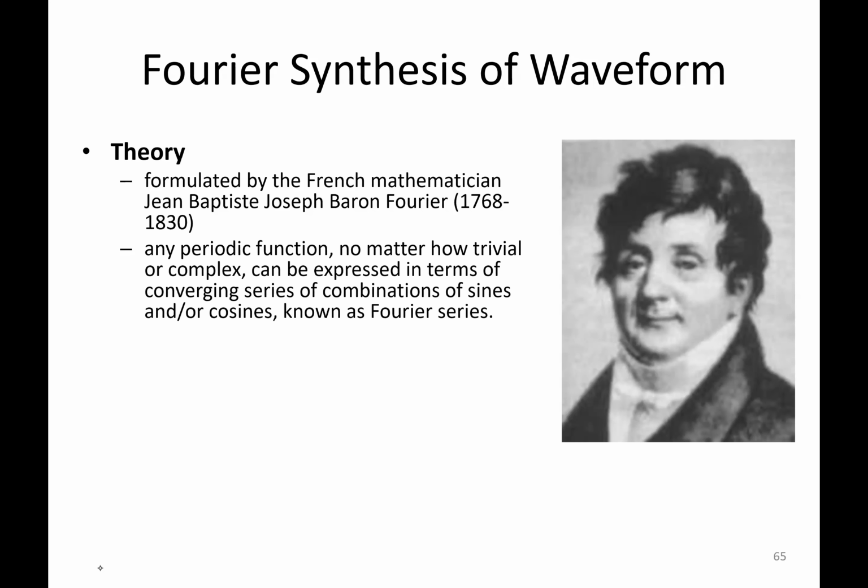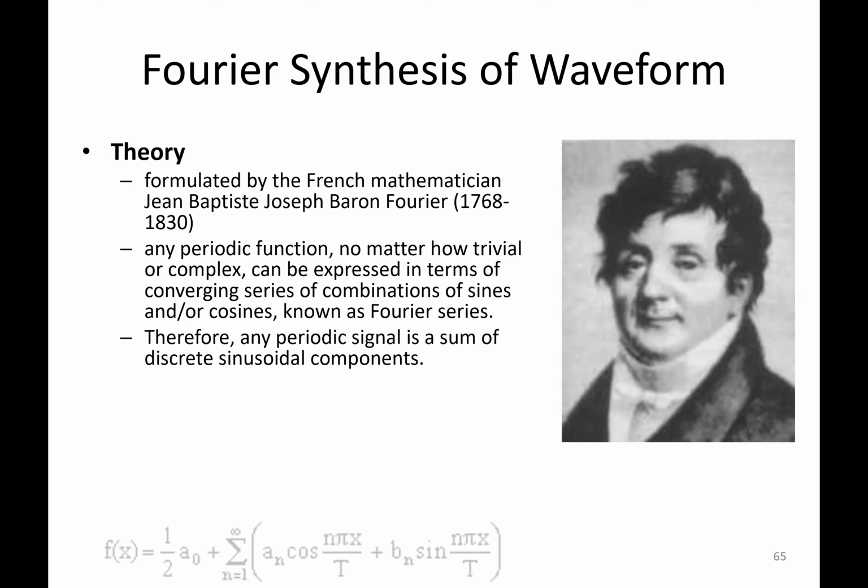He says this: any periodic function, because we measure peaks, we measure signals, spectra, chromatograms, any periodic function, no matter how trivial or complex, can be expressed in terms of a converging series of combinations of sines and cosines. Are we together? And here it is then. That's the Fourier series. So you have a periodic function, therefore it's a sum of discrete sinusoidal functions, sines, right?